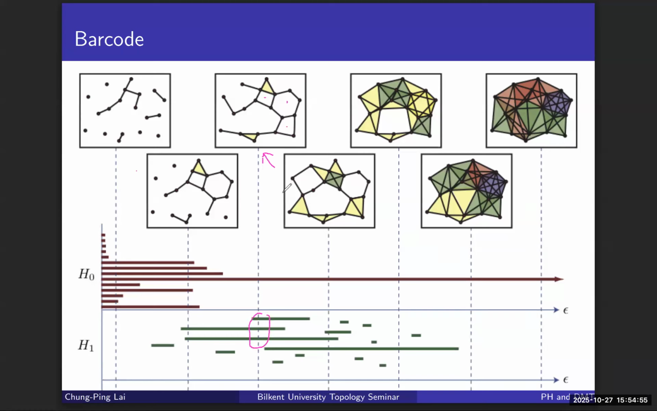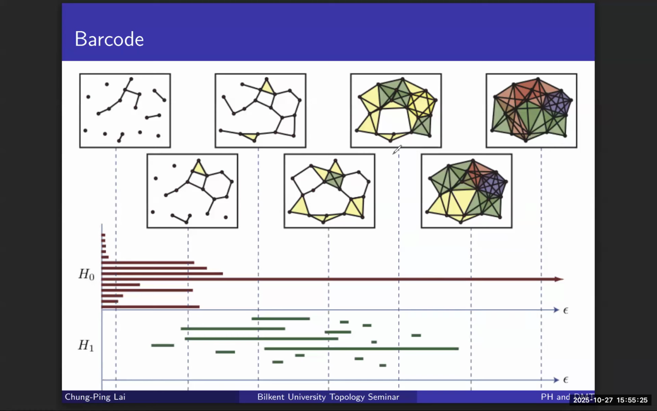And now every vertex is fully connected. So if we look at the H0 component of this ring, we only have one bar left, because all the vertices are connected. And we can see that as the radius increases, there is more connectivity.